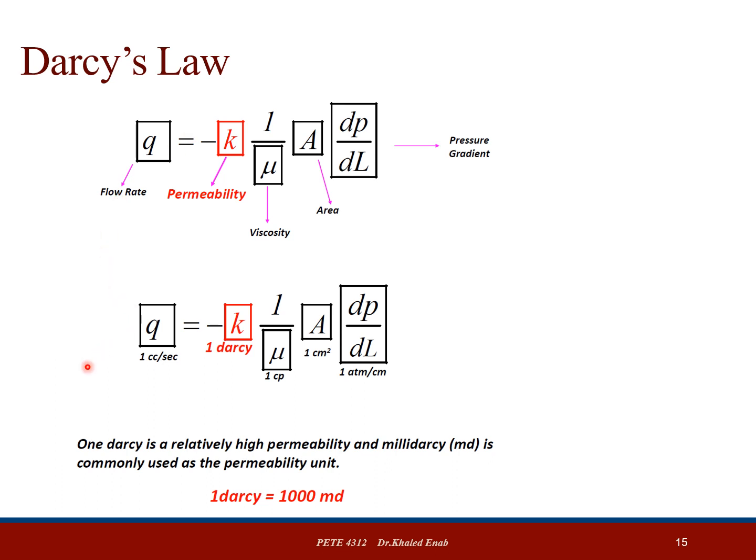For units, if you're using the SI units, 1 cubic centimeter per second equals 1 Darcy, centipoise, square centimeter, per atmosphere centimeter. 1 Darcy is a relatively high permeability, and we use millidarcy. It's very common in our industry. So 1 Darcy equals 1000 millidarcy.